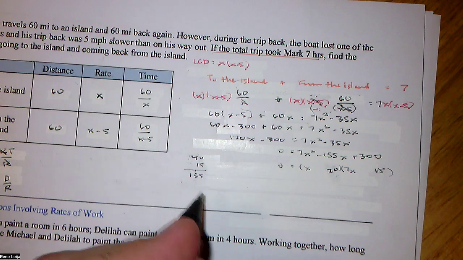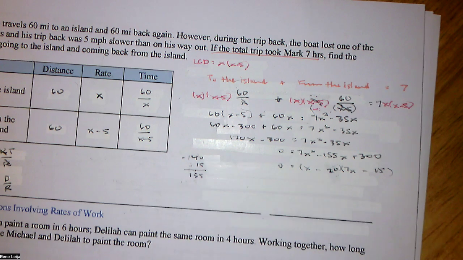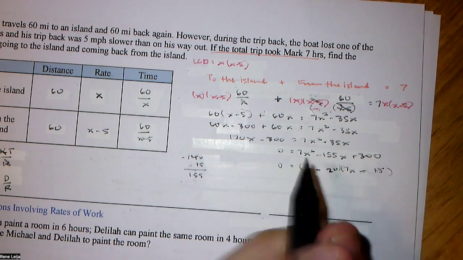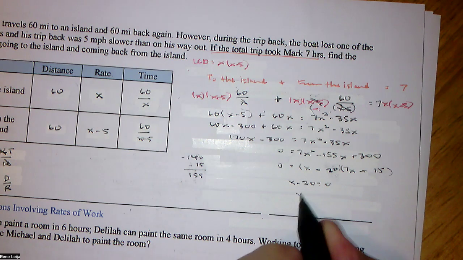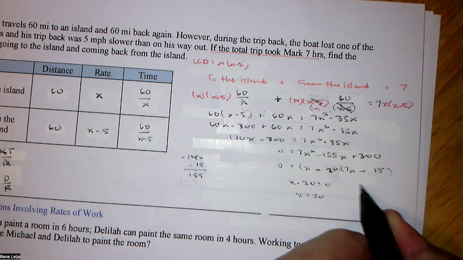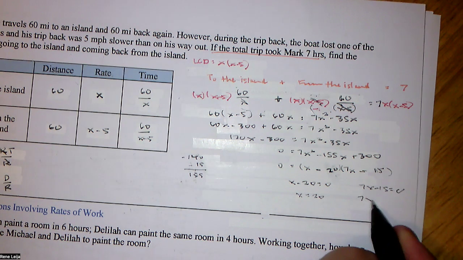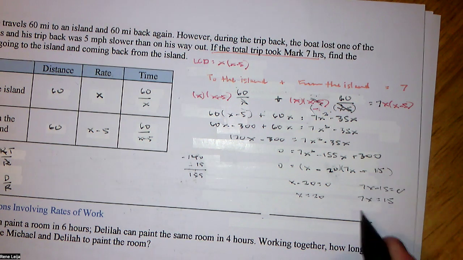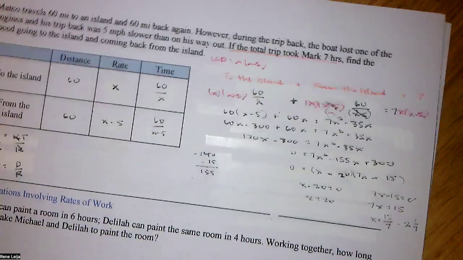And how do I get 155? Well, these both have to be negative. So there we go. Okay, so x minus 20 equals 0. That means that x equals 20. And then 7x minus 15 equals 0, so 7x equals 15. X is 15 sevenths. That would be 2 and 1/7 miles per hour.